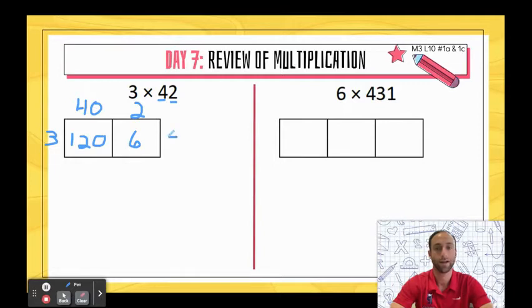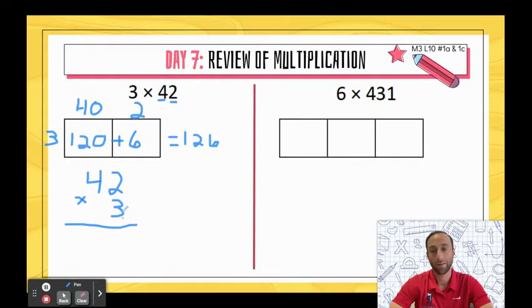3 times 2 gets me 6, right? So now I got to add all the numbers inside my box. 120 plus 6 gets me 126. So when I'm taking a look at my area model, it's really helpful that I could use the zeros trick when I break down the values of all the numbers in the tens or the hundreds or even the thousands place, right? Once I have my numbers inside the box, I want to add them up. My total is 126.